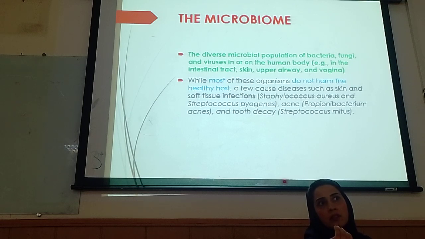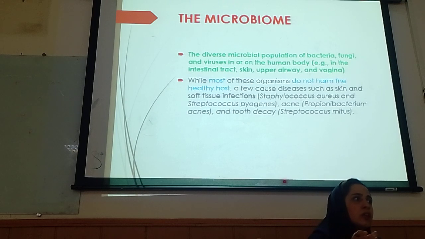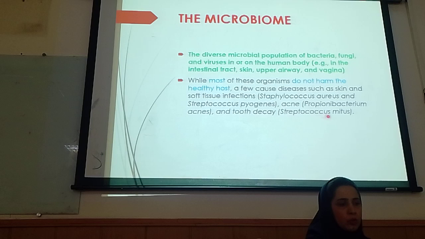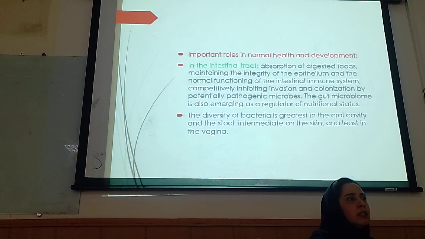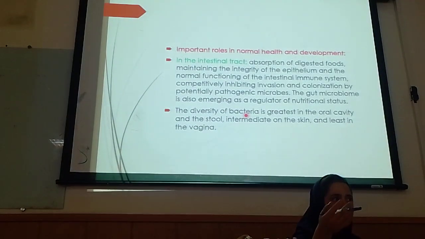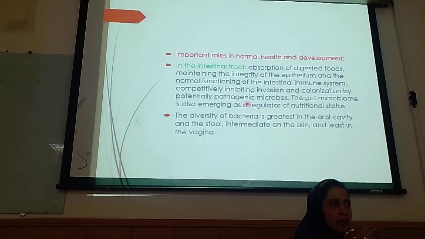But sometimes, if the population increases, they may cause diseases. For example, some of them are causes of skin and soft tissue infections, for example, Staph aureus or Strep pyogenes. Propionibacterium acnes or Streptomycetes can cause different kinds of disorders. And they have important roles in normal health and development. For example, in the intestinal tract, they help absorb the digested food, or they maintain the integrity of the epithelium, and they competitively inhibit invasion and colonization by pathogenic bacteria, and also in other parts of the body they have beneficial roles.